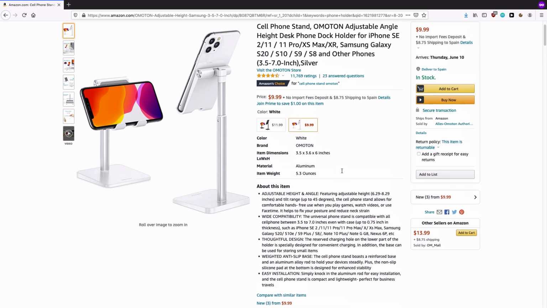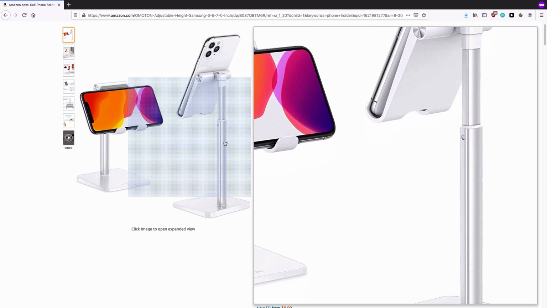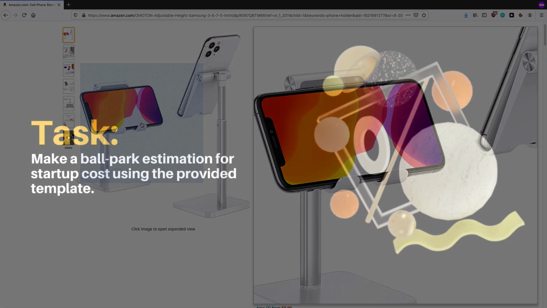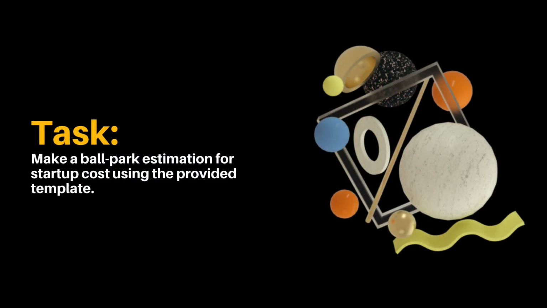Then we can also think about what type of manufacturing this product seems to use and make a very rough guess on what type of tooling we need to have here. And again, this is only to give a ballpark figure and to give you a sense of the type of money required to get to your first batch of products.